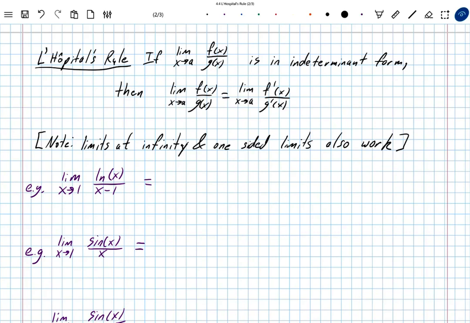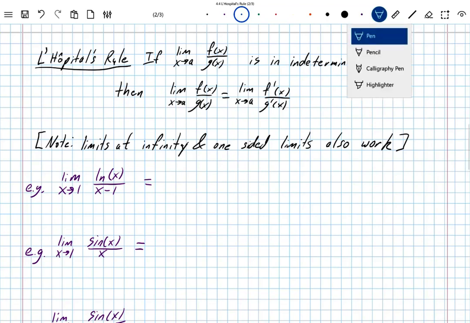Quick note, this works for limits at infinity, so if a is infinity, it also works for one-sided limits as well, so going to a from the right. There's a couple ways to think about why this works. One of them is just to think about the linearization.